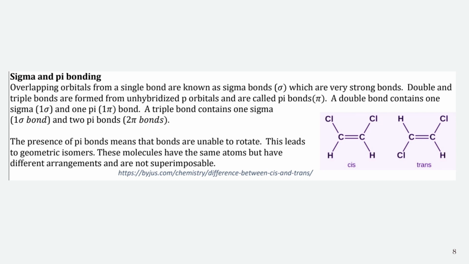This leads to something called geometric isomers. These are molecules that have the same number of atoms, are the same atoms, but have different arrangements and are not superimposable. This is a little beyond the scope of AP Chem, but yeah.